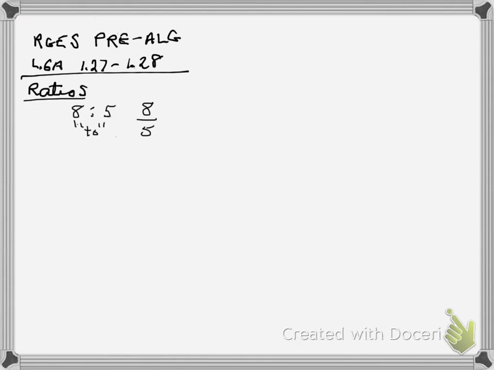We could also write it in fraction form. And if we know we're talking about ratios, we would still tend to read this as 8 to 5. In both cases, the first term is called the antecedent, and the second term is called the consequent.